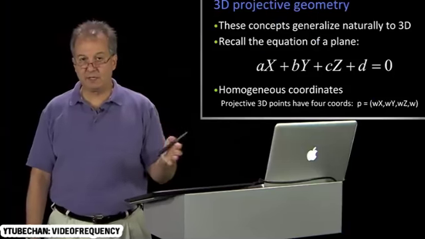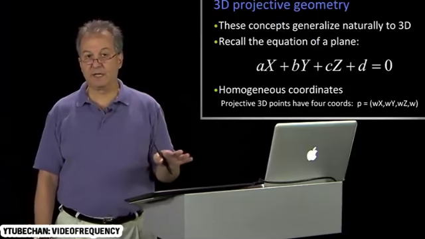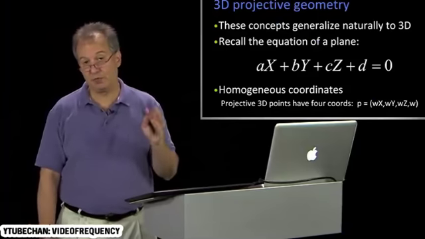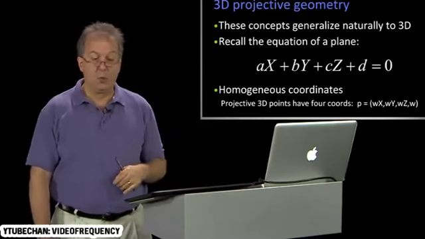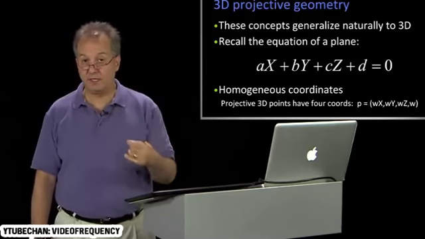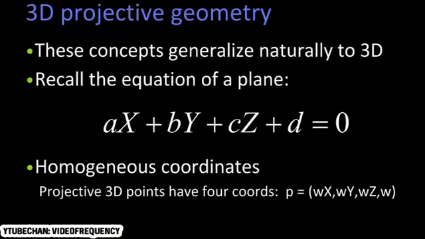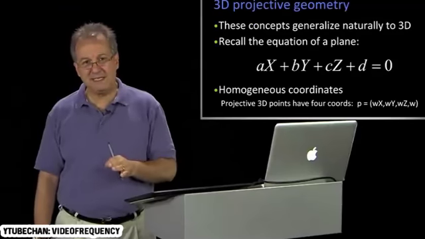We've been doing mostly our projective geometry here thinking about images. So we're talking about 2D projective geometry, so our homogeneous coordinates are 3 long. Well, you can naturally extend this to 3D as well. You remember the equation of a plane, ax plus by plus cz plus d equals 0. So the homogeneous coordinate is now just a 4 vector, wx, wy, wz, w. But of course, we've already seen that, right?